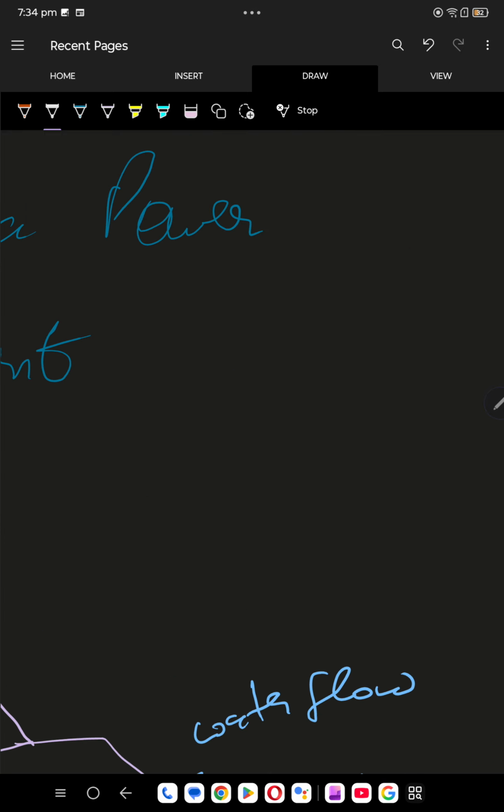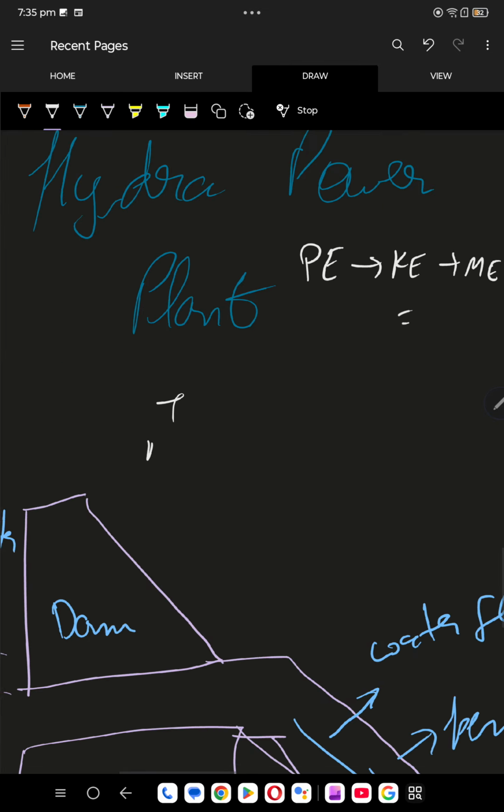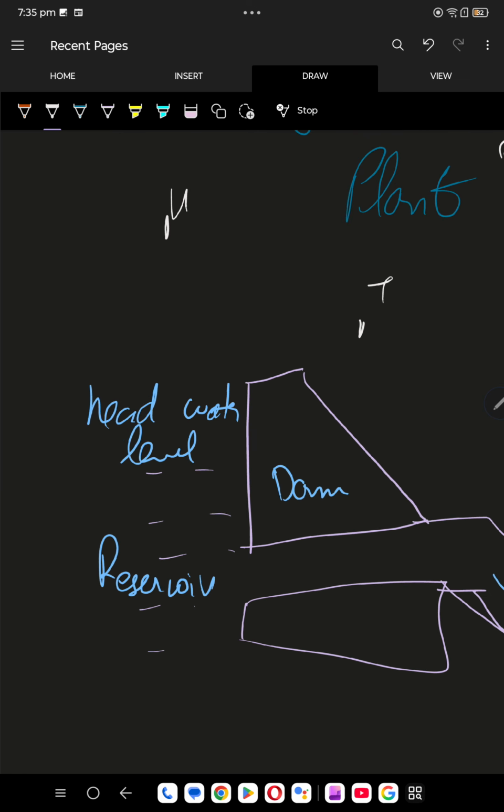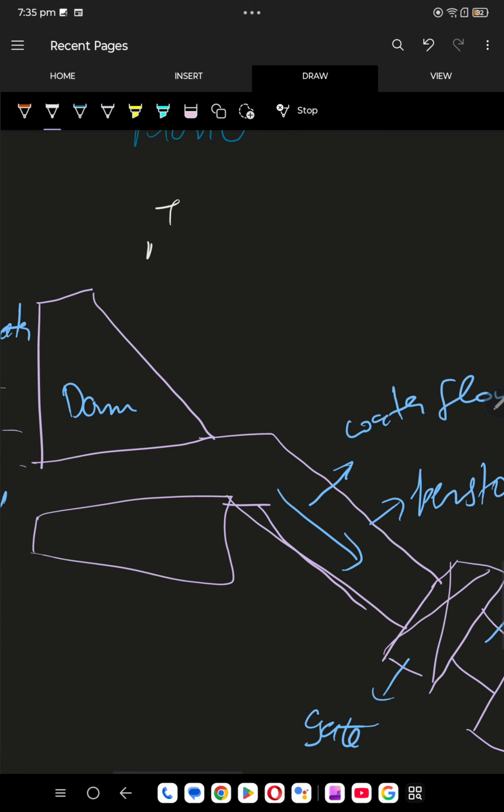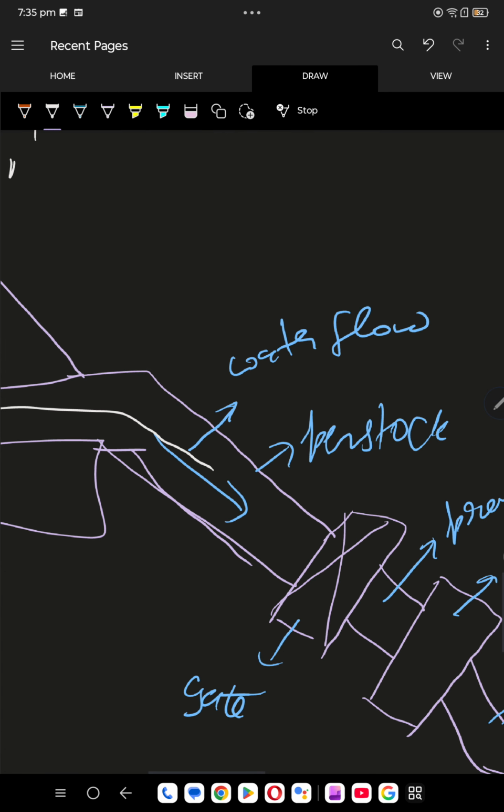Let me just give you the overview of this. From here, potential energy is converted into kinetic energy. Kinetic energy is converted into mechanical energy, and mechanical energy is converted into electrical energy. That's the flow. So from the headwater level, water flows through this penstock or the cement pipe.